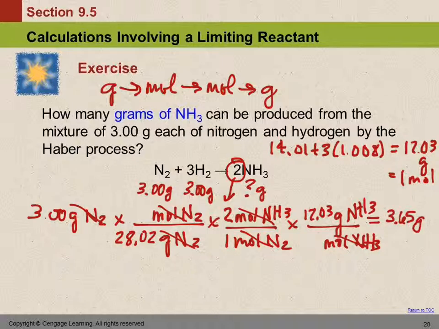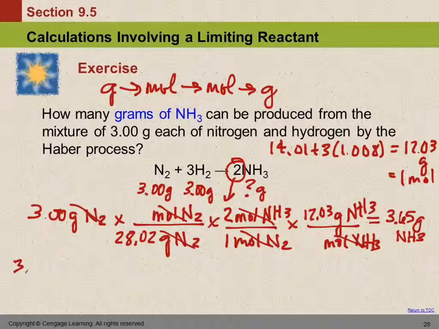Anybody else get that? I'll try it again. 3 divided by 28.02 times 2 times 17.03. I got it again. Must be right. So if we use up all the nitrogen, that's how much ammonia we can make. Well, that's nice, but we need to do this again. The nice thing is, you've got that all figured out once, and now you have a pattern to follow. We're just going to do it with the hydrogen instead.